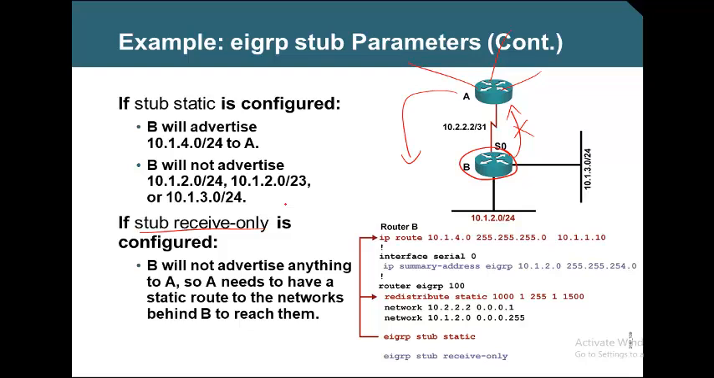Stub receive only will filter EIGRP updates going to the neighbor. Router B here is configured as stub receive only. So B should not advertise anything. It can learn everything, but it should not advertise, which means these networks will not be advertised. So if a computer wants to reach this network, it is not possible until you write a static route.